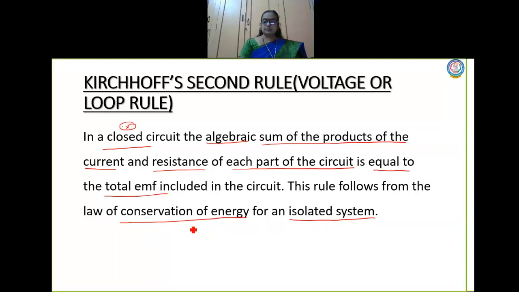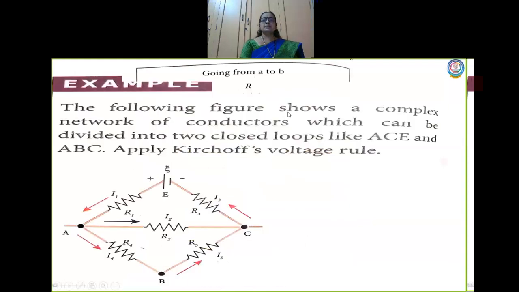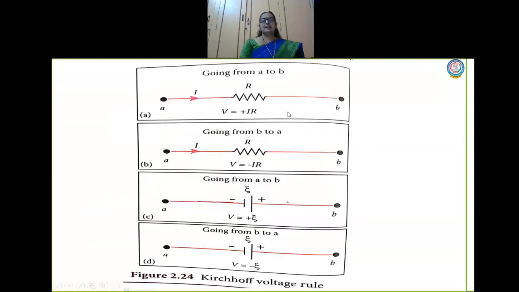So we need to follow again some conventions for applying Kirchhoff's second rule. So what are the conventions? I'm going to explain this. Now listen, this is a very, very important diagram, children. We are going to have 4 conventions here. Look at the first diagram, children. In a circuit you may have a cell or a resistor. Suppose there is a resistor of resistance R.